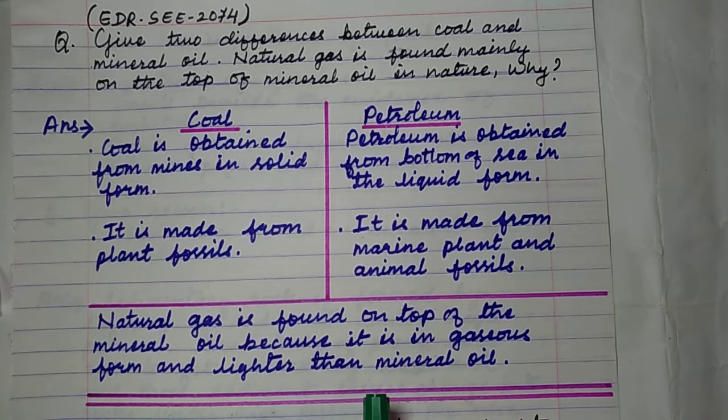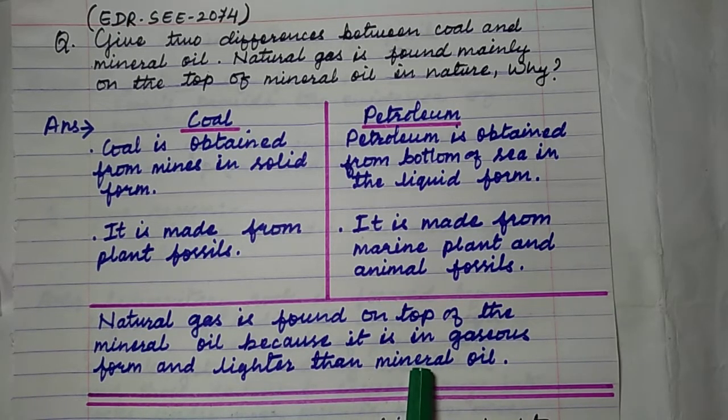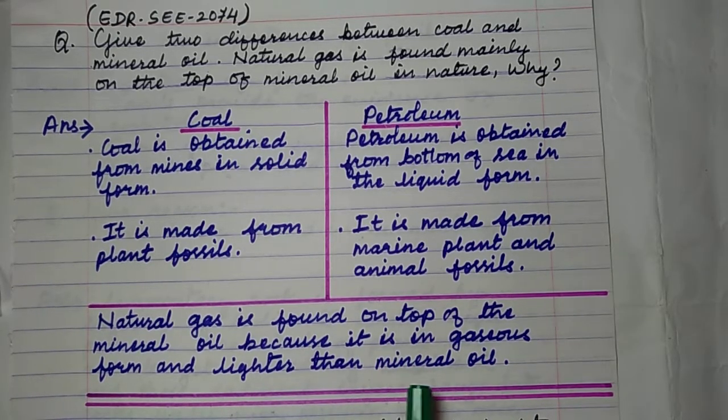So natural gas is in the gaseous form, whereas mineral oil is in the liquid form, and mineral oil contains minerals dissolved in it. That is why it is heavier, and it is in liquid form also. That is why its density is more than gas. That is why it remains in the lower part, and natural gas is on top of mineral oil. That is the reason.